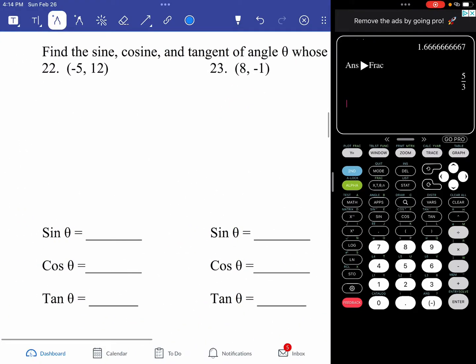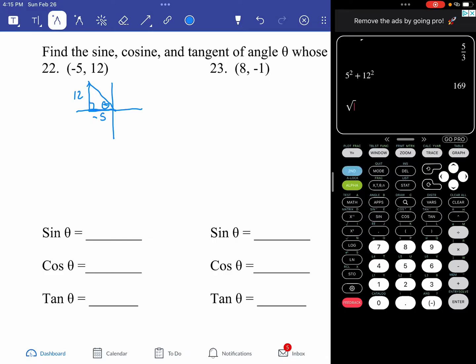Finding some points. We have to find these points and then find the sine, cosine, and tangent of this. So we're first going to draw a little picture. Negative 5 goes this way. 12 goes this way. And our hypotenuse is there. This is our angle. So we need to find the hypotenuse of our triangle. So we do 5 squared plus 12 squared equals that. We take the square root of that answer. You get 13.